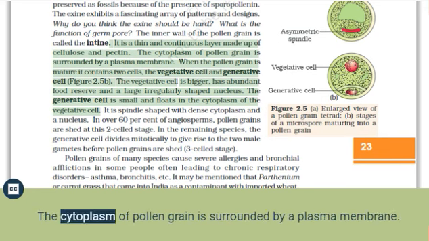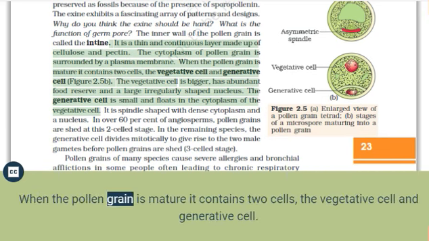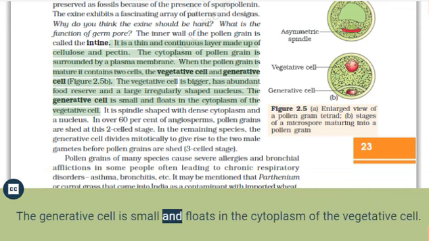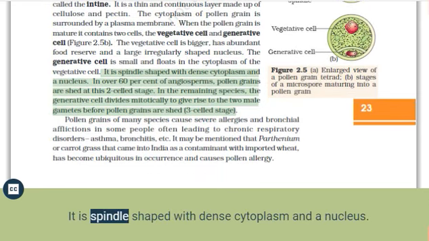The cytoplasm of pollen grain is surrounded by a plasma membrane. When the pollen grain is mature, it contains 2 cells, the vegetative cell and generative cell. The vegetative cell is bigger, has abundant food reserve and a large irregularly shaped nucleus. The generative cell is small and floats in the cytoplasm of the vegetative cell. It is spindle-shaped with dense cytoplasm and a nucleus.